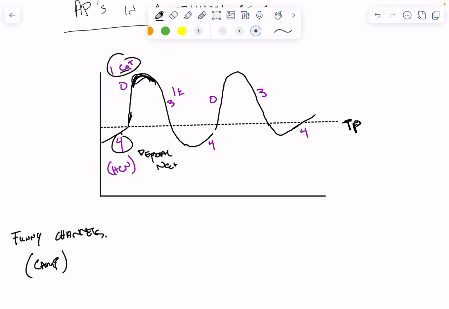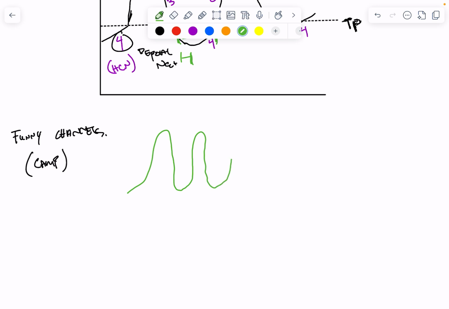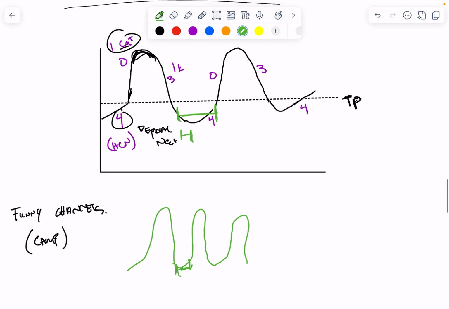And so what you would see is, for example, if somebody's heart rate was going to increase, the distance between this depolarization phase would actually shorten. And so you would see the heart rate start to look like this. And just this distance being shorter is what's actually resulting in a faster heart rate.